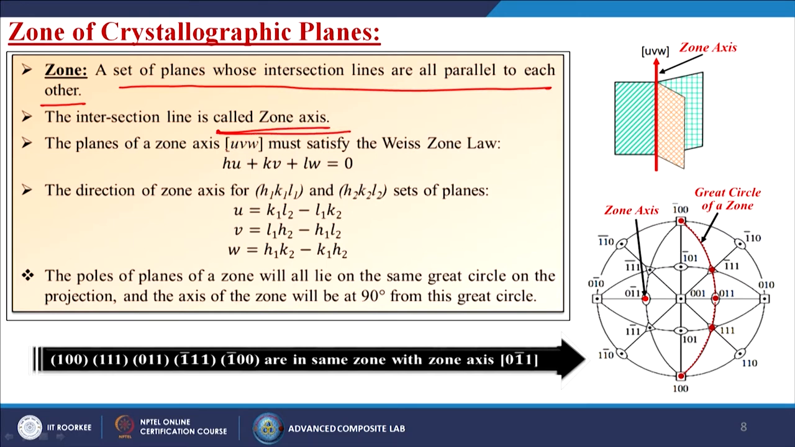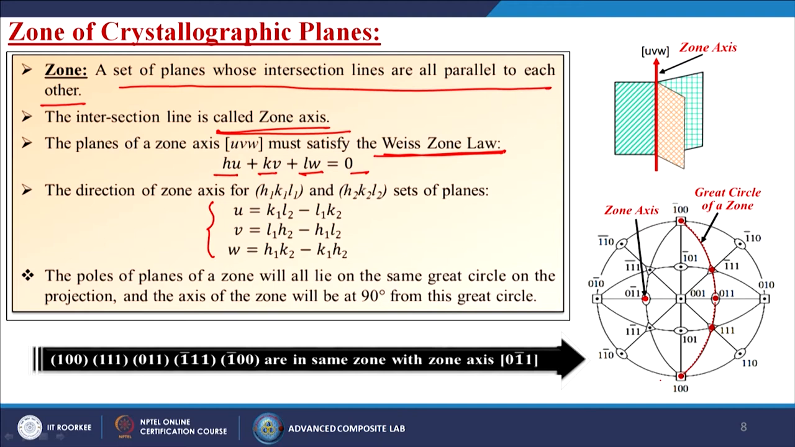The planes of a zone axis, which is within the third bracket U, V, W, must satisfy the Weiss zone law, which tells us HU plus KV plus LW is equal to 0. So that direction of zone axis for H1, K1, L1 and H2, K2, L2 set of planes, we can calculate the value of U, V, W like this way. U is equal to K1 L2 minus L1 K2, V is equal to L1 H2 minus H1 L2 and W is equal to H1 K2 minus K1 H2. So if we know the value of H1, K1, L1 or maybe H2, K2, L2, so easily we can calculate the value of U, V and W.